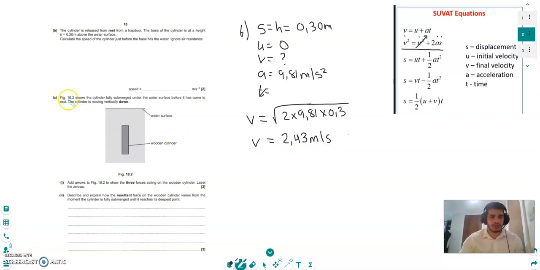C. Figure 18.2 shows the cylinder fully submerged under the water surface before it has come to rest. The cylinder is moving vertically down. I. Add arrows to figure 18.2 to show the 3 forces acting on the wooden cylinder and label the arrows. Okay, so a free body diagram of the wooden cylinder, and what we're going to have here is the weight pointing downwards, of course. So one will be the weight of the cylinder.